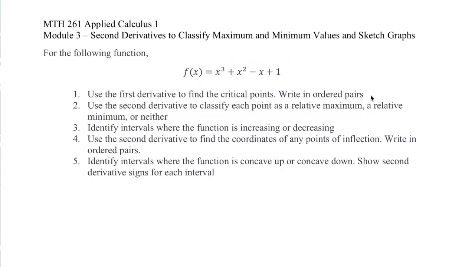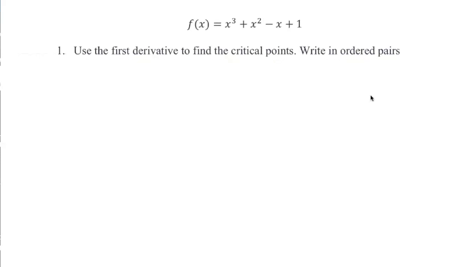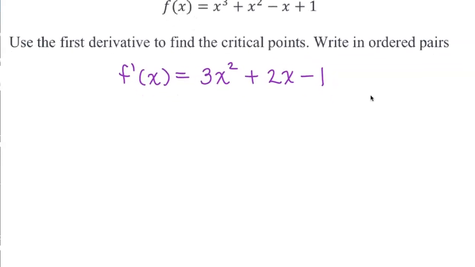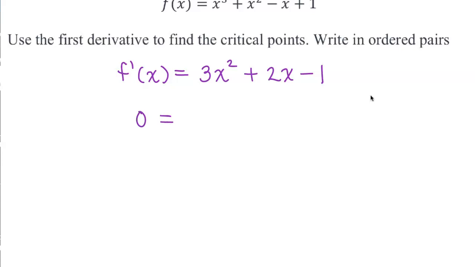So let me, maybe I can just copy this much. I'll do them down here, okay? Here's my problem. Where did that go? Right here it is. All right, so find the first derivative. F prime of x is 3x squared plus 2x minus 1. You set this equal to 0, and I think we can factor this.